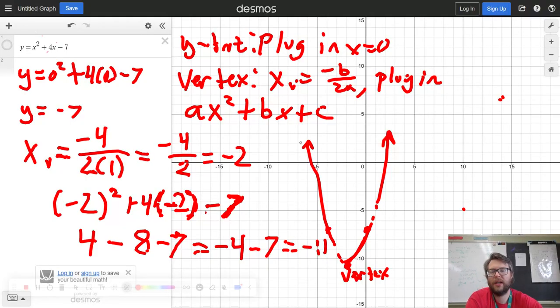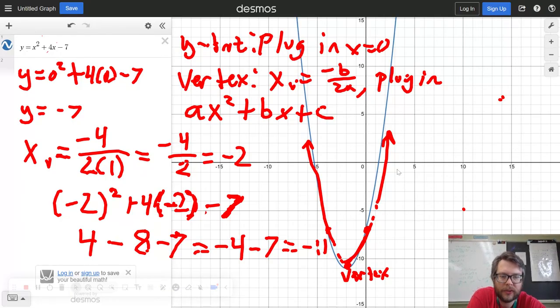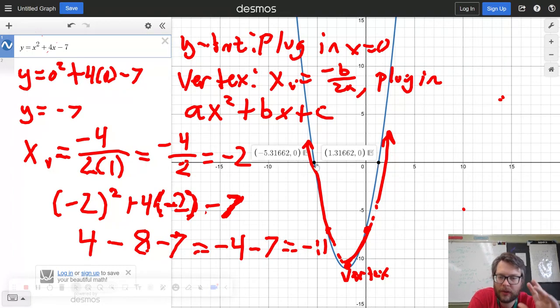And I don't know where it hits the x-axis. It's probably not going to hit it at a nice number. Let's turn it on and see how we did. Pretty darn close. If you look at where it hits it, it's got these nasty numbers. That's why we're not focusing on it yet. I will note that those two numbers do add up to make negative 4.